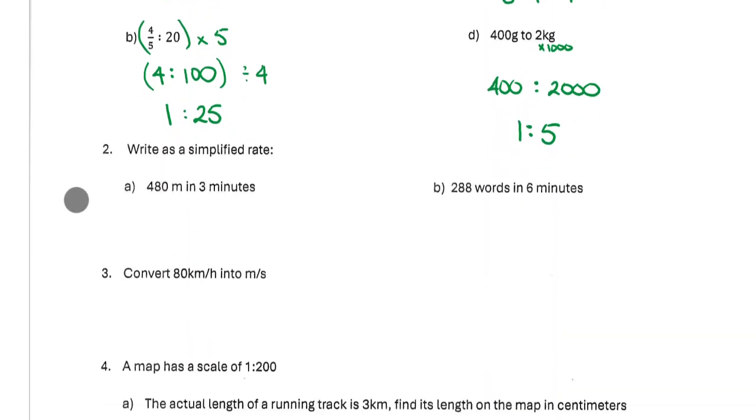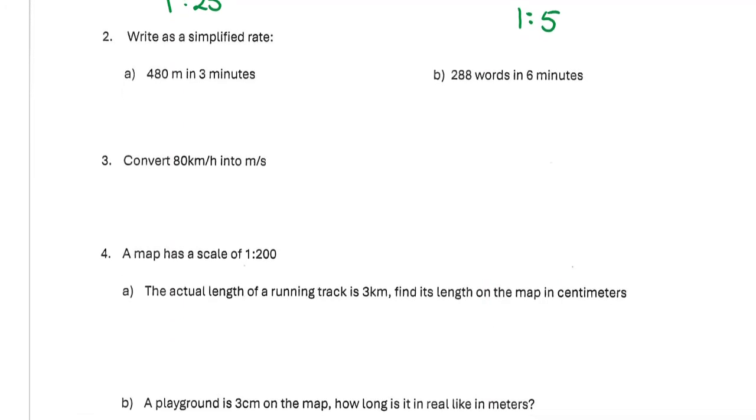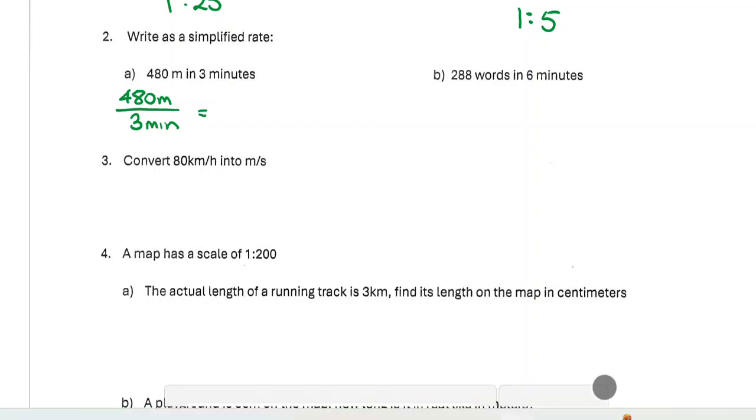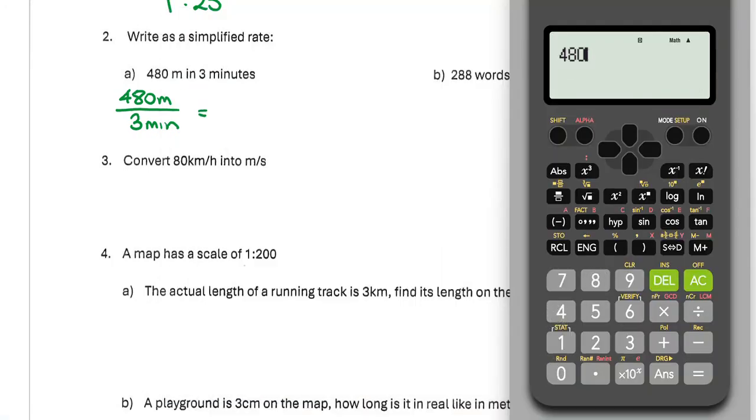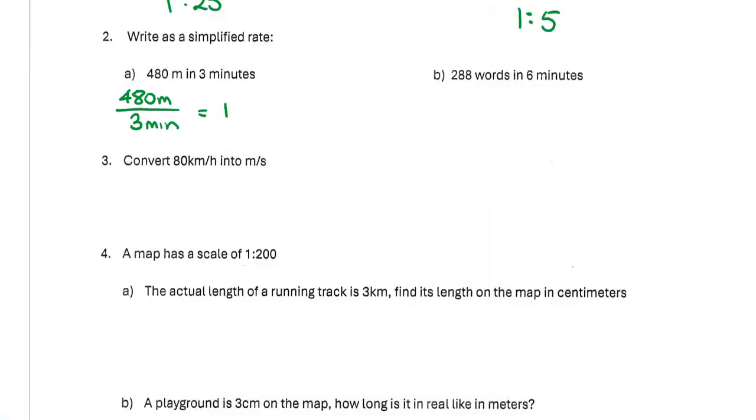Okay, question 2 is about rates. Rates compare different quantities, different types of quantities. So we have 480 meters in 3 minutes. To do this, I like to write them as a fraction first. 480 meters are done in 3 minutes. Then we divide the numbers. 480 divided by 3 is 160, and the units are written in my fraction. So it is meters over minutes, which means meters per minute.